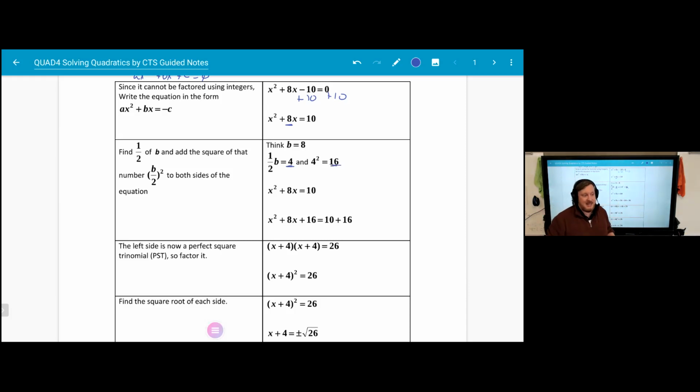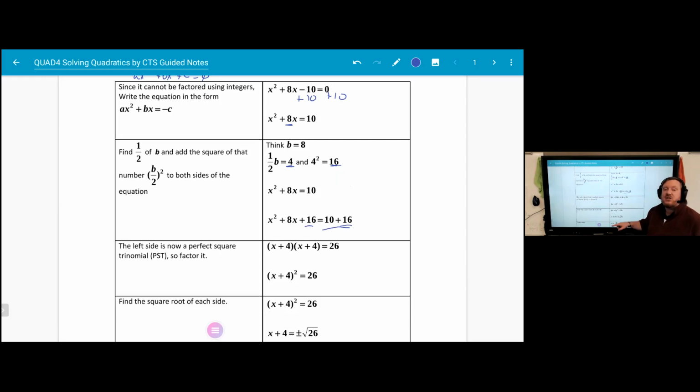What we're going to do makes sense once we think about it. We can add something to both sides as long as it's the same number. So we add 16 to both sides of the equal sign. We divided the b value by 2, squared it, and added it to both sides. Now we have x squared plus 8x plus 16 equals 26, because 10 plus 16 is 26.